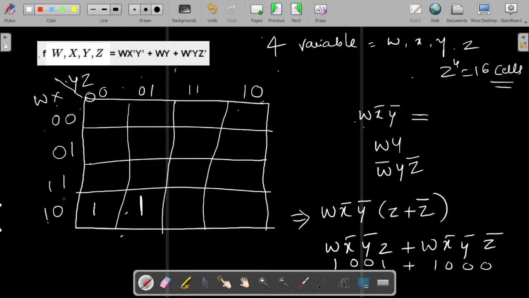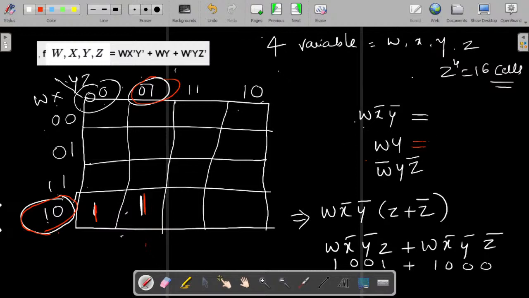Here it is 1 0 0 1, and the next is 1 0 0 0, the row and column. So this is for 1 0 0 1, this is the logic one, and this is for the 1 0 0 0, right?